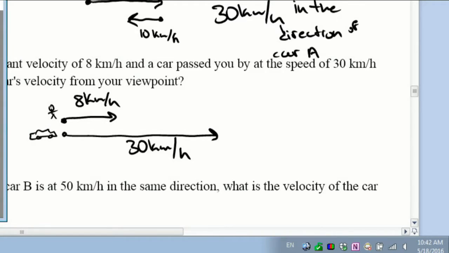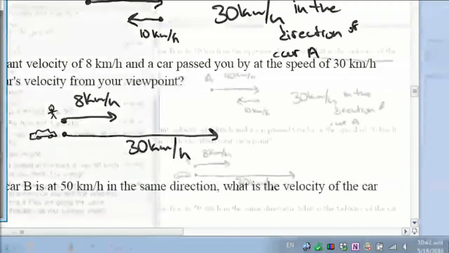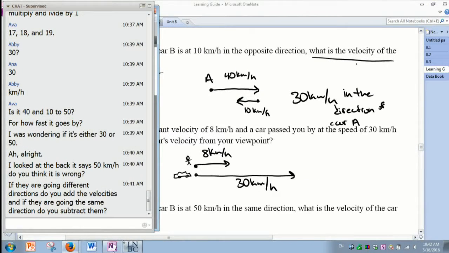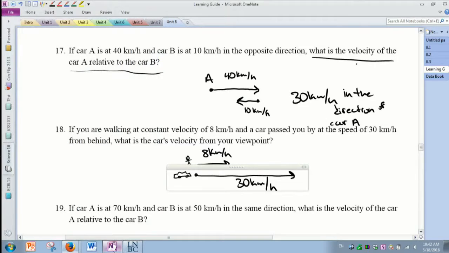Now, I just see your point here. It says in the back it's 50, and I kind of can see why. That seems to be what's going on, but I'm still unhappy with 17 because it doesn't really say where you're kind of viewing these things from. Are you viewing it from the person in car A? Are you standing on the side of the road viewing it? At least in question 18, it says the car passed by you. What is the car's velocity from your viewpoint? At least that makes it clear that you're walking at 8 and then the car is traveling past you at 30.